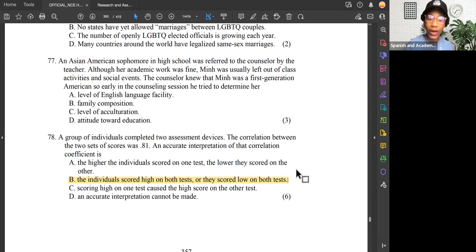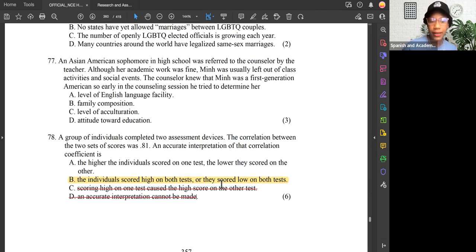C, scoring high on one test caused the high score on the other. We know that's not true. Correlation is not the same thing as cause. And D, an accurate interpretation cannot be made. That's just not true. That's not the case. Sometimes in the ACT, you'll see questions like that where they may be true where it says no change, but that is not the case for this question.